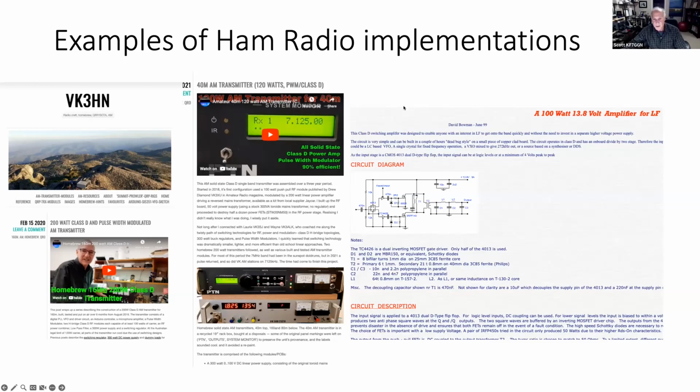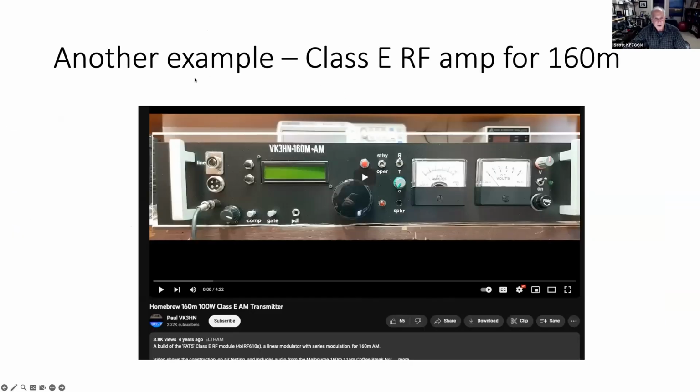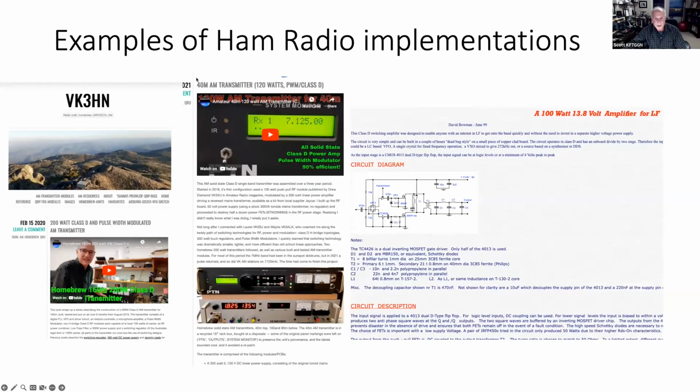Here's another example for a 100-watt amplifier, 160 meters. So these are done, but these are the only examples I could find on YouTube of these kinds of amplifiers for ham radio purposes. So the field is pretty wide. I would say the field for experimentation for this kind of an amplifier is pretty wide. So the motivation would be really high efficiency.